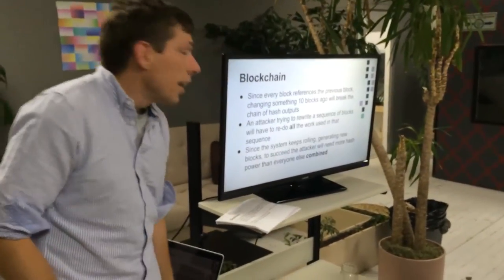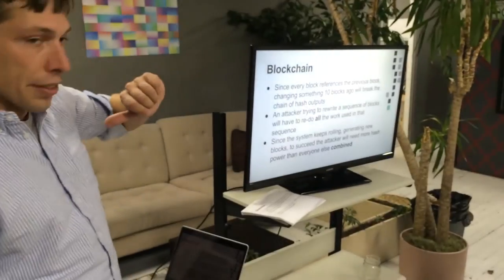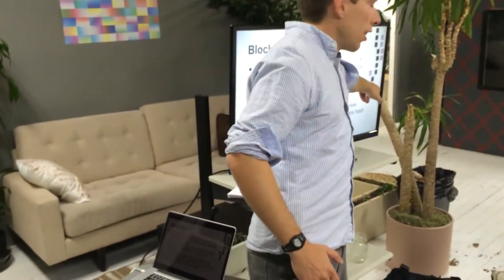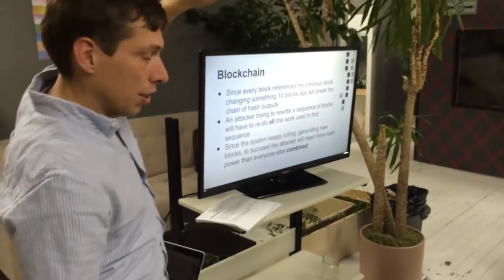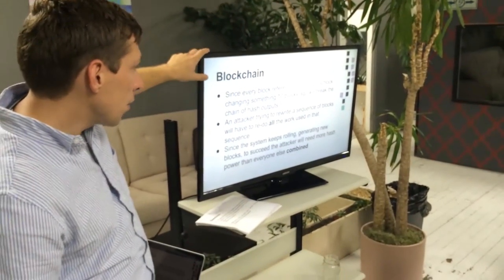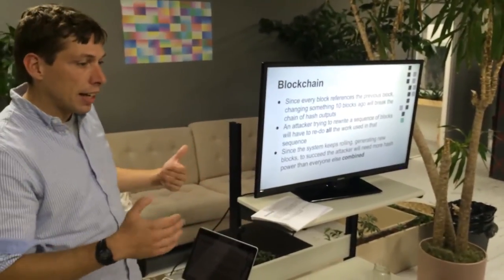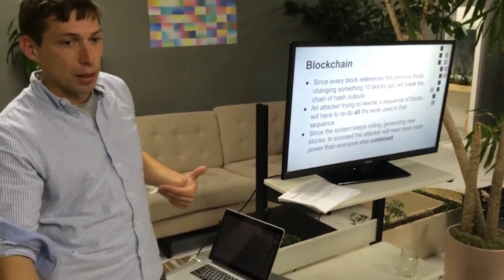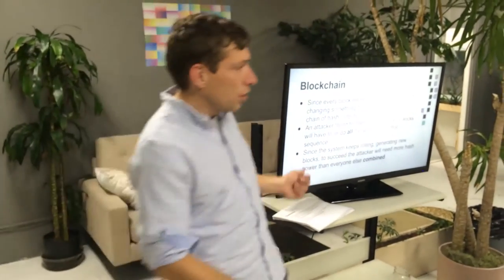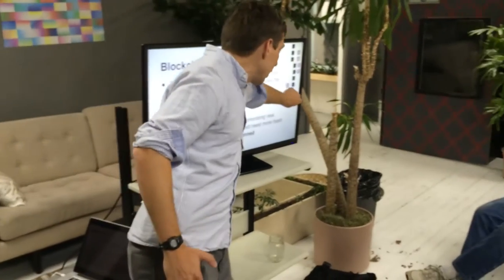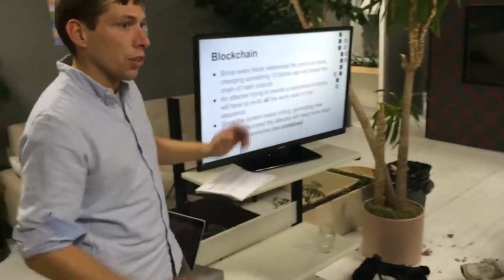And the reason this works, every block references the previous block. And so if you change something in the past, everything breaks in the future. Everything breaks after that. So it breaks the chain of hash outputs, right? Because one bit change in a hash input will completely change the hash output. And since that hash output changes, when you try to feed it into the next one, it's all going to be different. So any change back here, flipping a single bit, will destroy the whole thing.